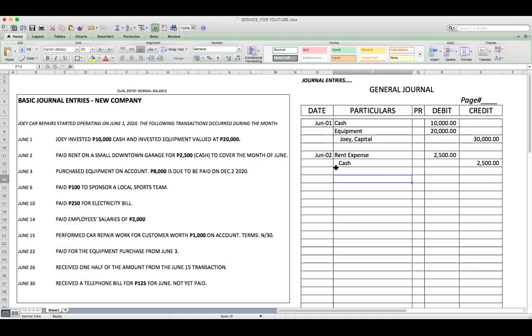Okay? And then for June 3, we have purchase equipment on account. Kung ito ay tatagalogin natin, bumili ng equipment at ito ay inutang. So, ang ibig sabihin ng on account ay utang or inutang or nakautang. Ang halaga ay 8,000. So, ano ang ating binili? So, ang ating binili, siya yung ating debit equipment. Ito ba ay ating binayaran? Hindi. Ito ba ay inutang natin? Yes. Ano ang ating credit pag tayo ay umutang? Ang credit natin ay accounts payable. Ang magkano ang halaga niyan? 8,000.